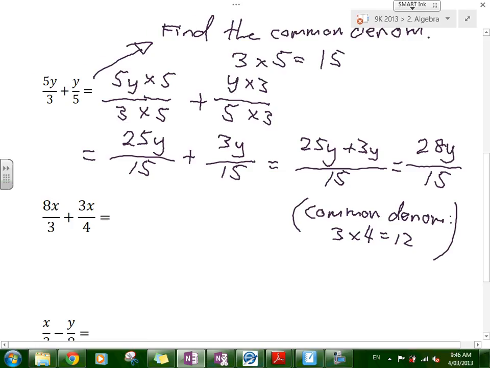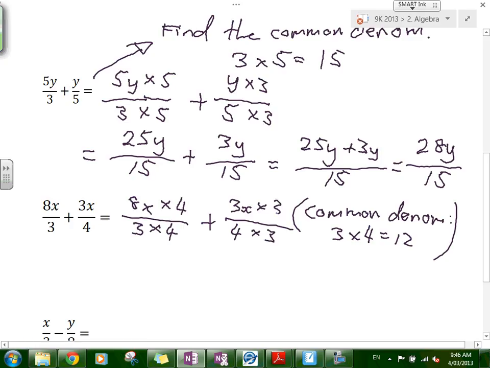So we'll write it out like this. 8x over 3. Now to get to 12, you have to multiply 3 by 4. And then we have to do the same to the top. Right? How do I go from 4 to 12? What do I have to do to get to 12? Times by 3. So I've got 3x over 4 times 3, and I'm going to multiply the top by 3 as well.